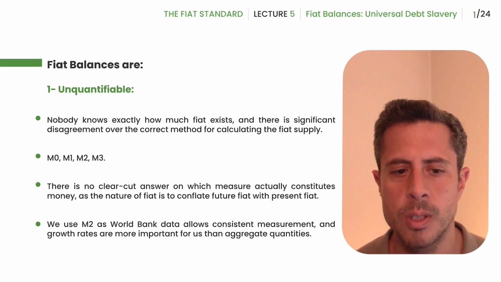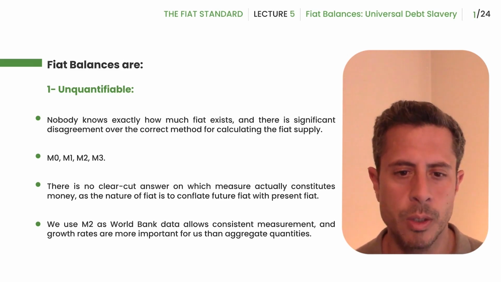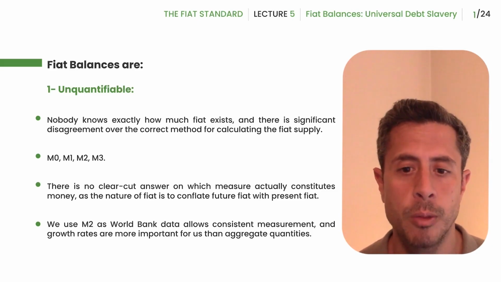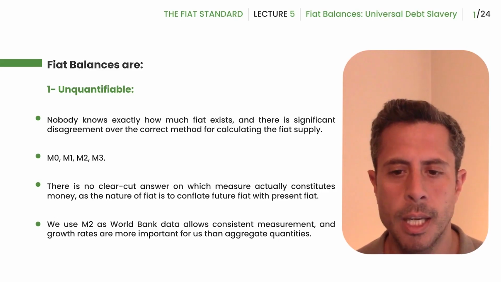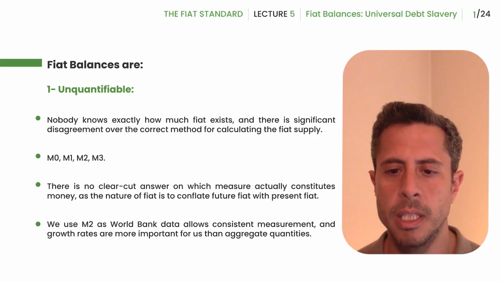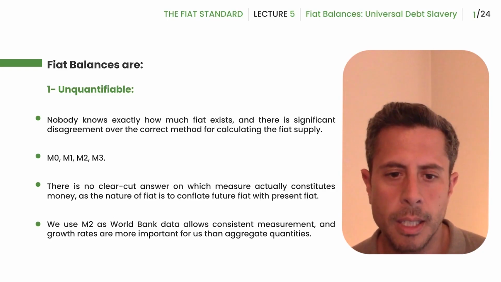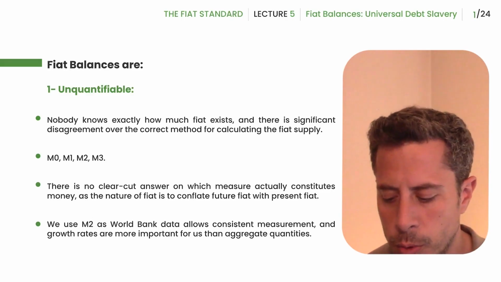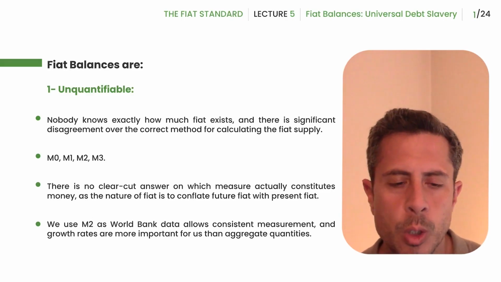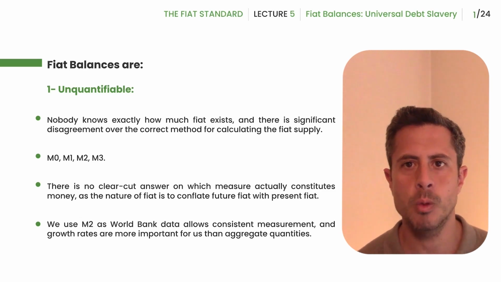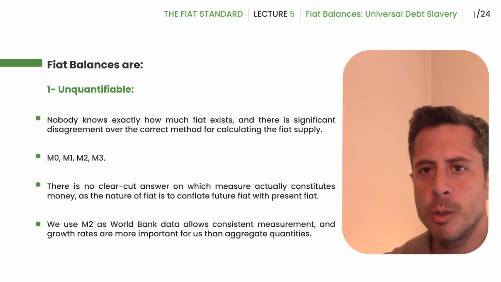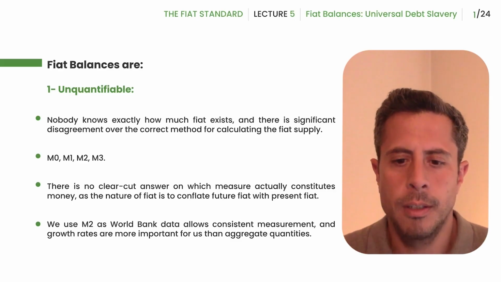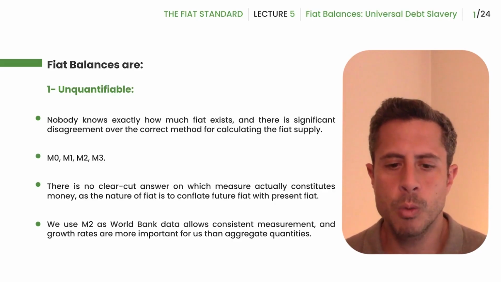M0 is generally considered the physical money, the coins and notes that you hold. M1 is considered the cash deposits, money that's available on demand. So your checking account, money that you could call on immediately in order to make a payment. And then M2 and M3 start including other kinds of financial assets that have a longer maturity and are not available on demand. So it depends on which one you would like to count as money. That determines what is money under the fiat monetary system. And there's no clear-cut answer on what measure actually constitutes money, as the nature of fiat is to continue to conflate future fiat with present fiat. So it's not really clear which one you should really count.